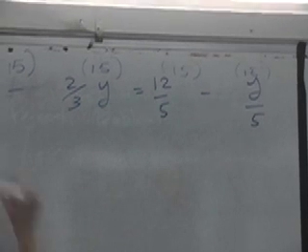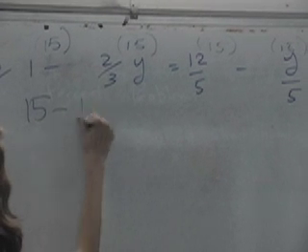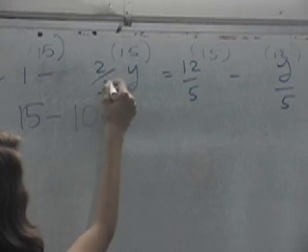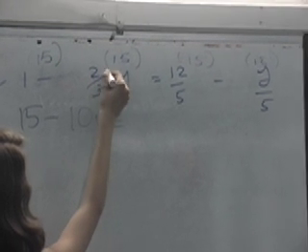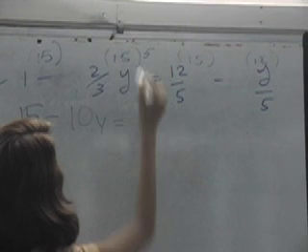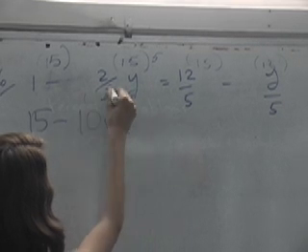And then you get 15 minus 10y. Okay, but why did you get 10? How did you get that? You multiply that out and you multiply by 2. Okay, but can you do that? Can you cross cancel it? The 3 goes into 15 how many times? 5 times. Can you cross the 3 out better so we can see it?